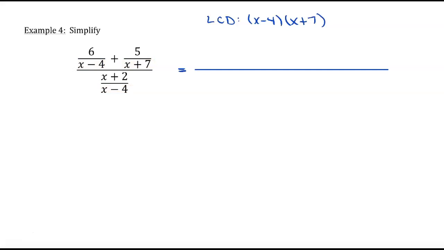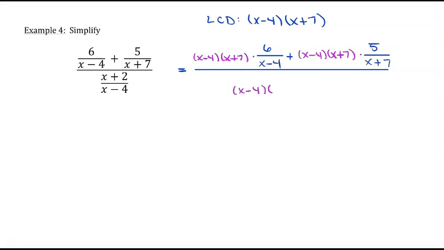Starting in the numerator, we have x minus 4 times x plus 7 times 6 over x minus 4, plus x minus 4 times x plus 7 times 5 over x plus 7. In the denominator, we have x minus 4 times x plus 7 times x plus 2 over x minus 4.